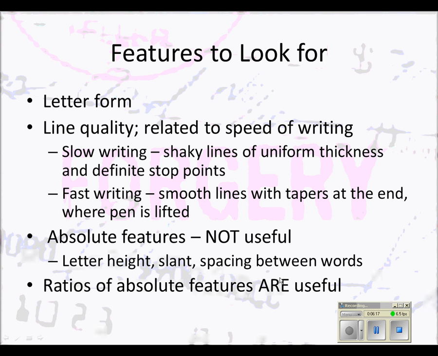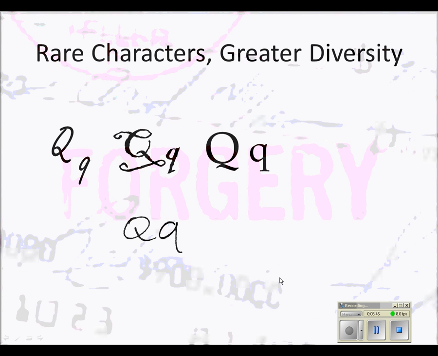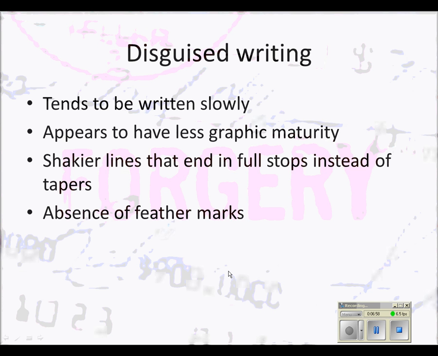We're also going to look at absolute features, which are not useful, but we still look at them because we want to look at the height of the letters, the slant, the spacing between words, and the ratios between those features are useful because those are consistent. We call those the relative factors or relative relationships because they will generally be the same, and your writing will be aesthetically pleasing to you. So all of your writing is going to have that trend. We also look at rare characters such as the letter Q here because people tend to make those very unique. Sometimes numbers will be unique, sevens and some other letters.